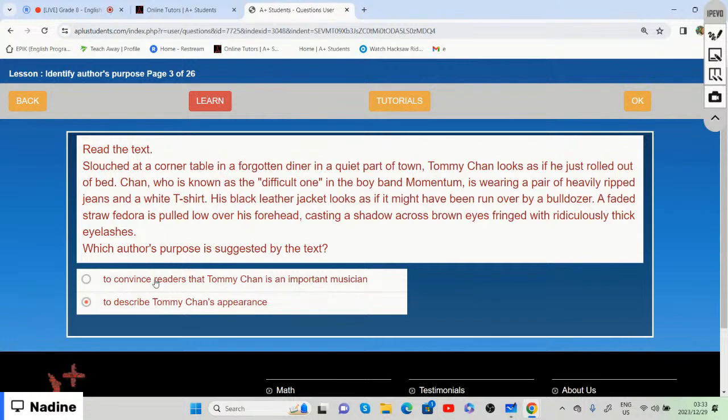Because the first one says it is to convince the reader that Tommy Chan is an important musician. The only thing they mention about him being a musician is the fact that he is described as the difficult one in the boy band, right? However, it does not really convince the reader that he is an important musician, or more like it's just giving us a description of his appearance.